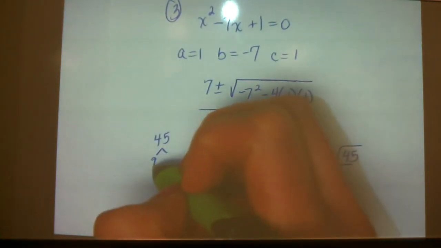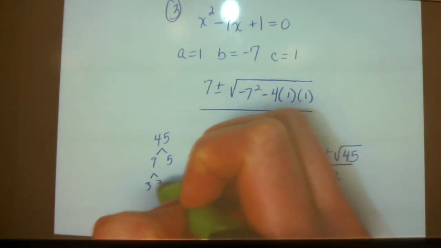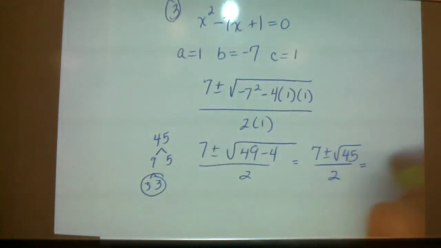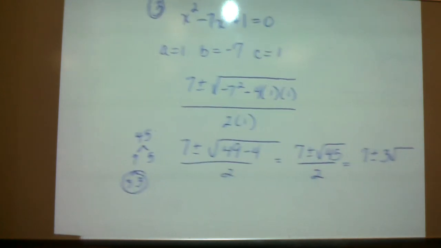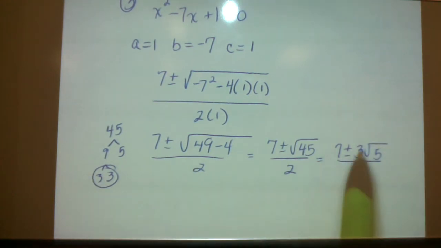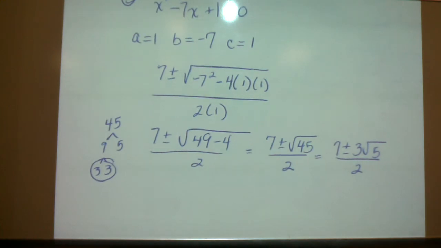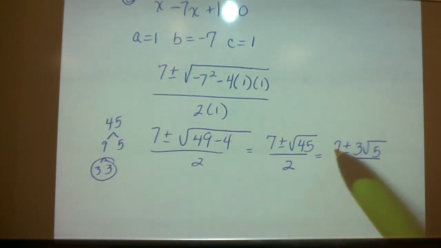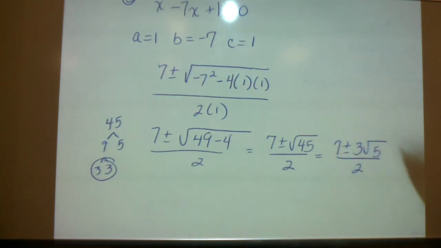Well, yeah. I can break down, this is just simplifying a radical. I can group a 3 together. So it's 7 plus or minus 3 square root of 5 over 2. That 3 comes from there. That 5 is what's left over. Now I'm looking to see this number, and this number. Is there a common factor here I can reduce it? No. So I stop there.